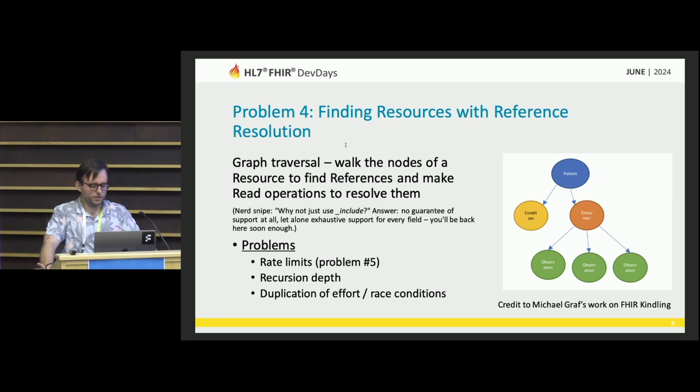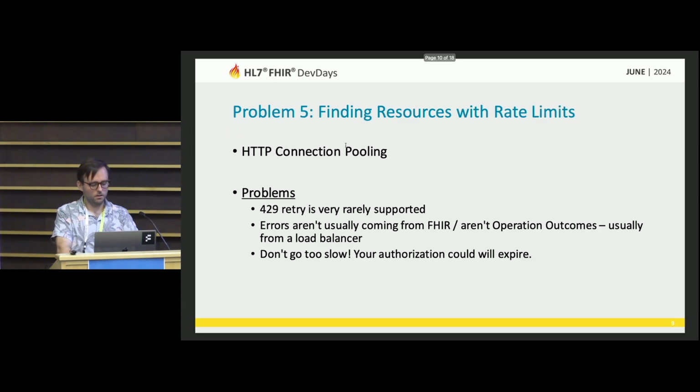So a bunch of problems with reference resolution. Certainly rate limits is one. There's recursion depth. So how many times are we going to recurse this? And the duplication of effort or race conditions I just mentioned. And again, why not just use include? As a nerd snipe here, again, there's no guarantee of support at all. And you'll probably be back to this problem soon enough.